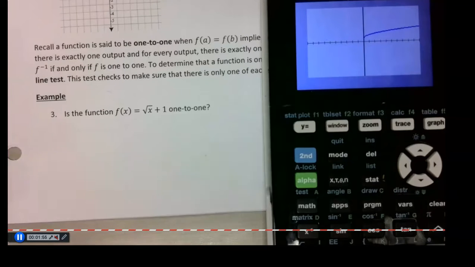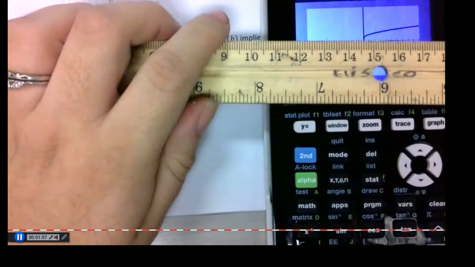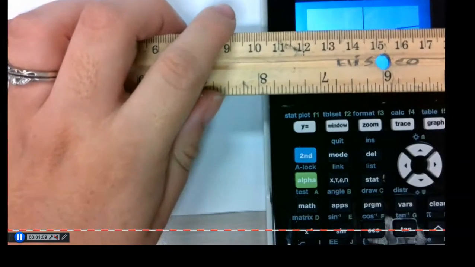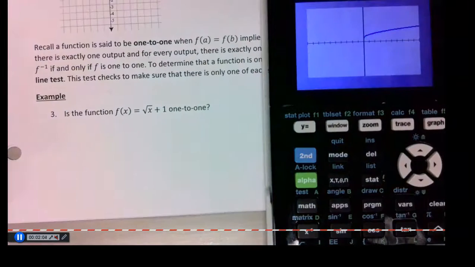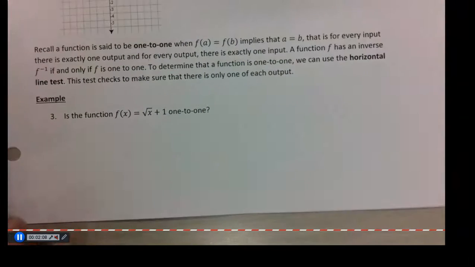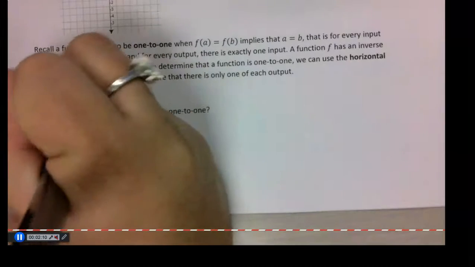So I want to do my horizontal line test. If I have something that's horizontal and I drag it through, I want to check to make sure it's only touching once, which it is. So, is this one-to-one? Yeah. And then I'm going to sketch a picture of this on my paper so I remember what it looked like.